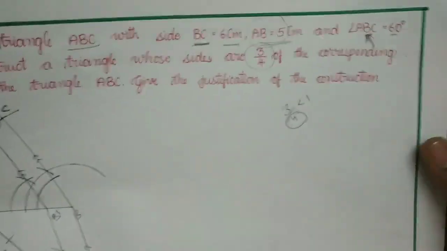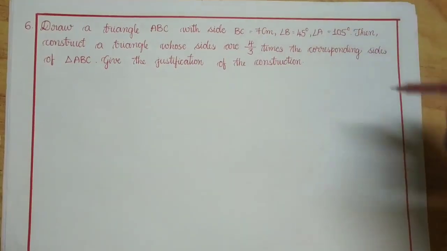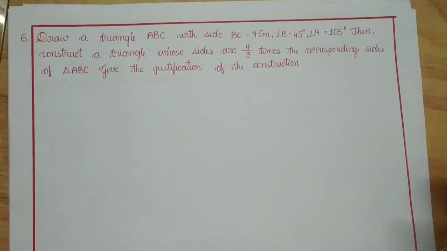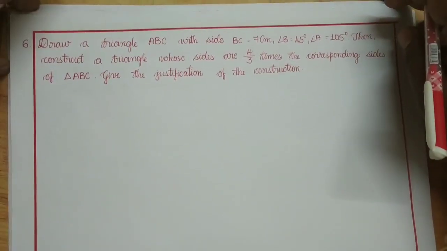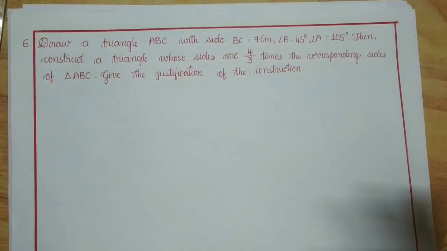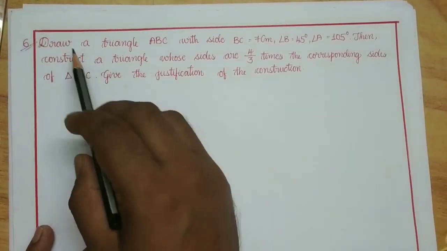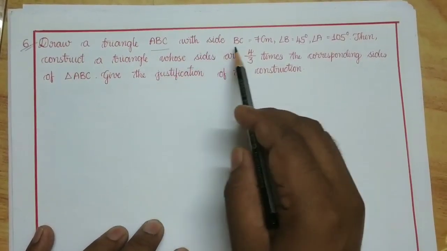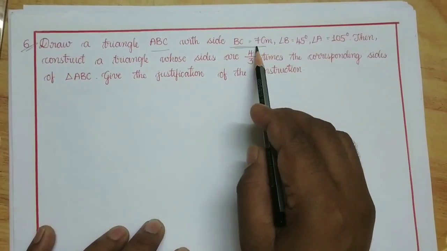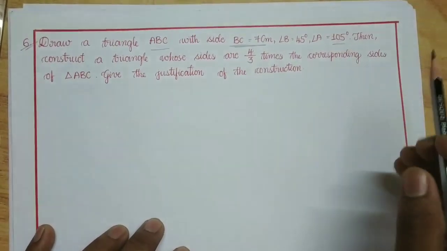Shall we go to the next question? There are two more questions, and these are very important questions. If you do these 7 questions, you can do any kind of construction easily. 6th question: draw a triangle ABC with side AB equal to 7, angle B 45, angle A 105.